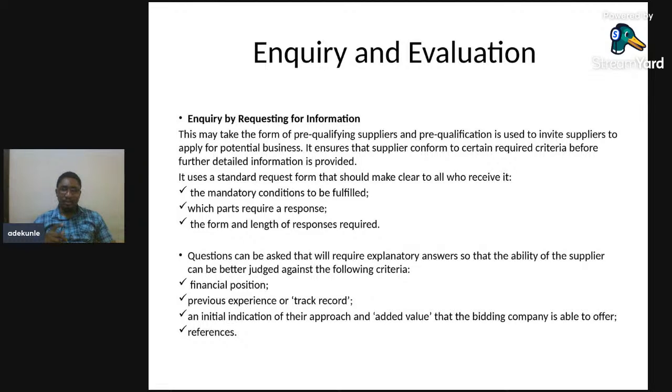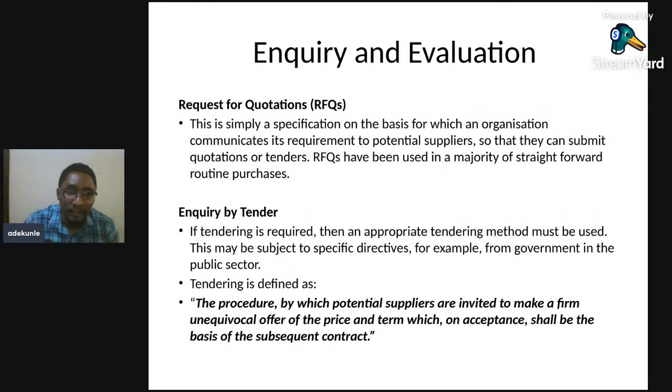You may also judge the supplier against some of the following criteria. You want to know their financial position, you want to know their previous experience or track record, you want to get an initial indication of the approach, and also maybe any added value that the bidding company is able to offer the organization. You also want to get their references.